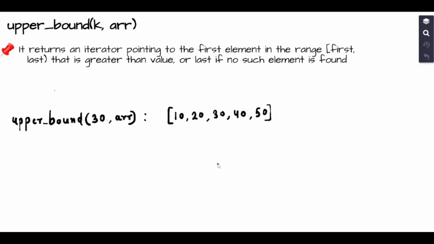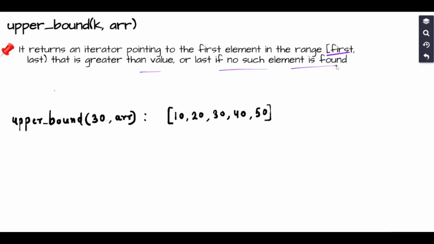In lower bound, we find an iterator pointing to the first element in the range first to last that is greater than or equal to the value that we pass in as an argument. While in upper bound, it returns an iterator pointing to the first element in the same range from first to last that is greater than the value, or last if no such element is found.